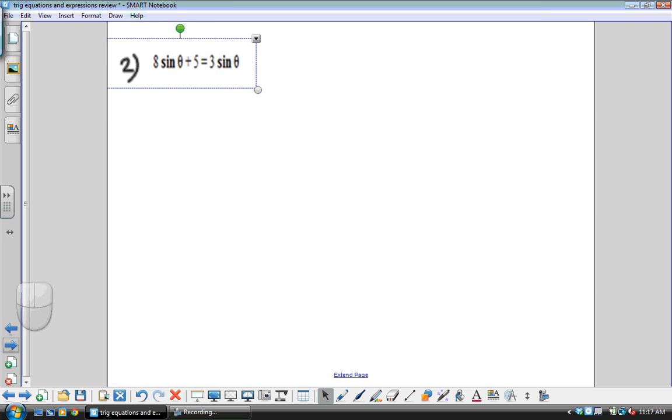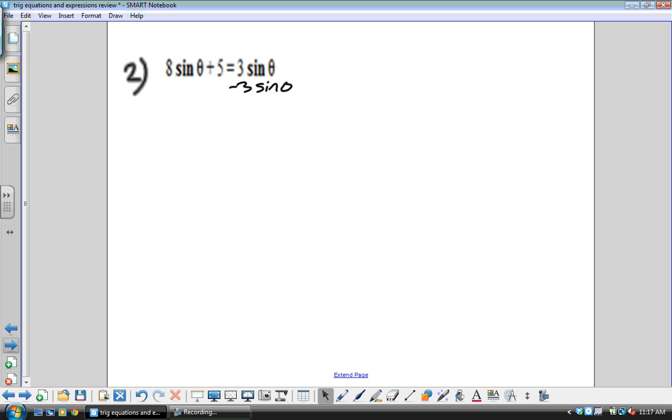Okay, number 2 is another basic one here. Again, we just want to isolate sine theta. Now we need to combine our like terms here, so I'm going to subtract this 3 sine theta over. And I can subtract this and combine these. It's perfectly okay because they're both sines and the arguments there are the same. So now this will give me 5 sine theta plus 5 equals 0.